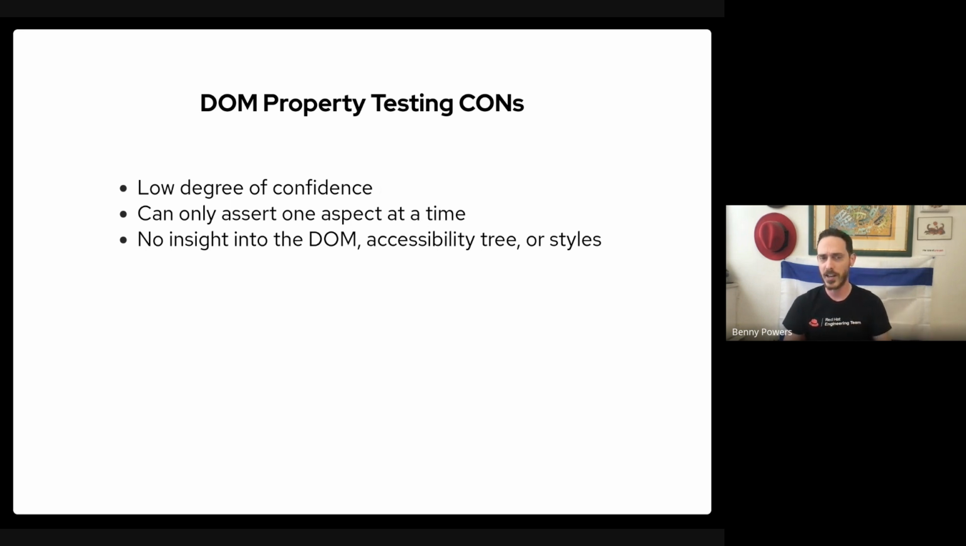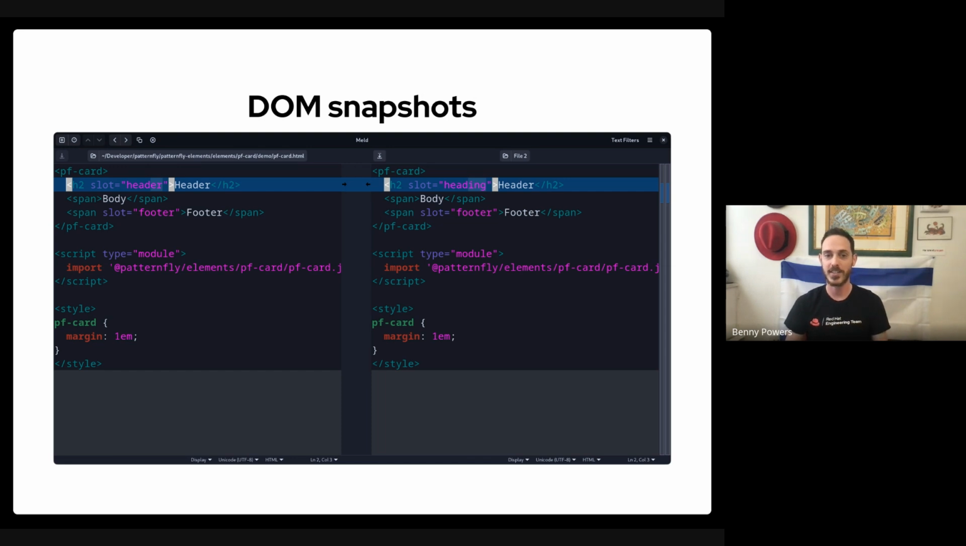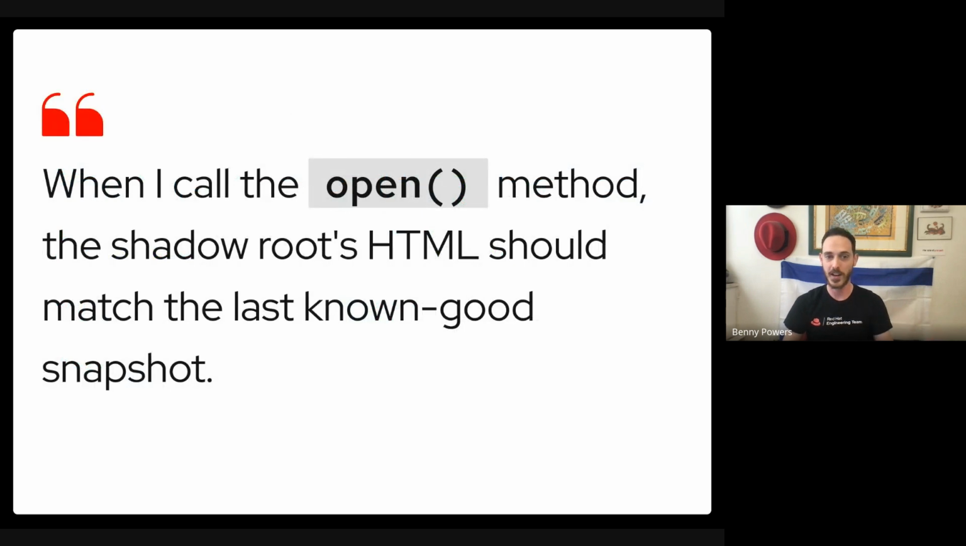So that brings us to another kind of testing, which is DOM snapshots. Right? So you might perform some action on your component and then want to assert that the resulting HTML that you get on the page matches some previously cached snapshot of what it's supposed to look like. So like when I call the open method on my card, then the shadow root's HTML should match the last known good snapshot exactly one-to-one, byte for byte.